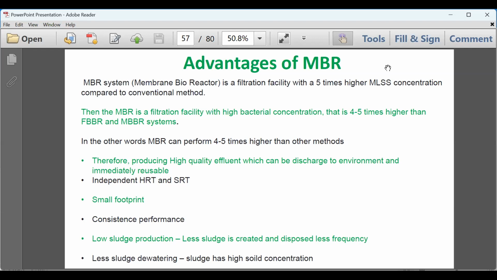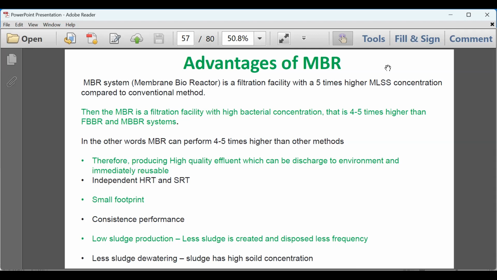Footprint is very small, almost half from the conventional treatment. Then consistent performance. High concentration of biomass results in the efficient removal of biodegradable material. Then regulated flow, porosity of MBR, programmed air volume, and filtering rate make the consistent performance.